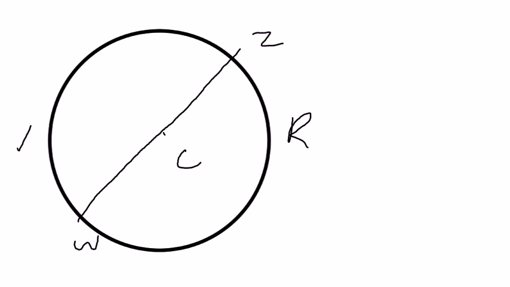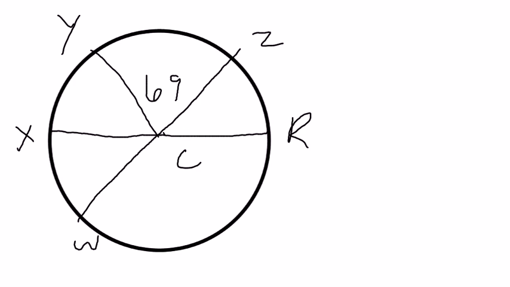Number 5, let's see, center C, line goes through there, W, Z, you have R and X, these are diameters. You also have point Y, and this angle is 69, and this angle is 38. And it says find the measure of arc ZWX. So we want to find what this measure is right there.